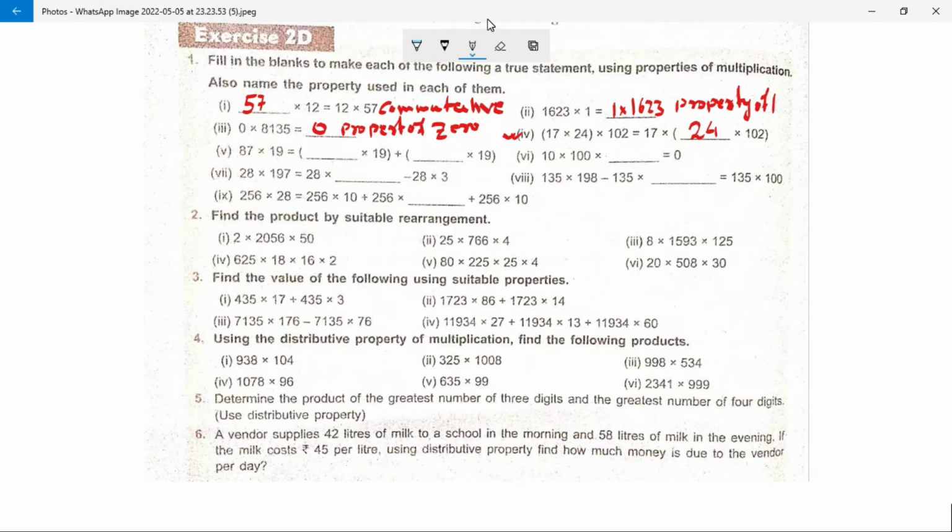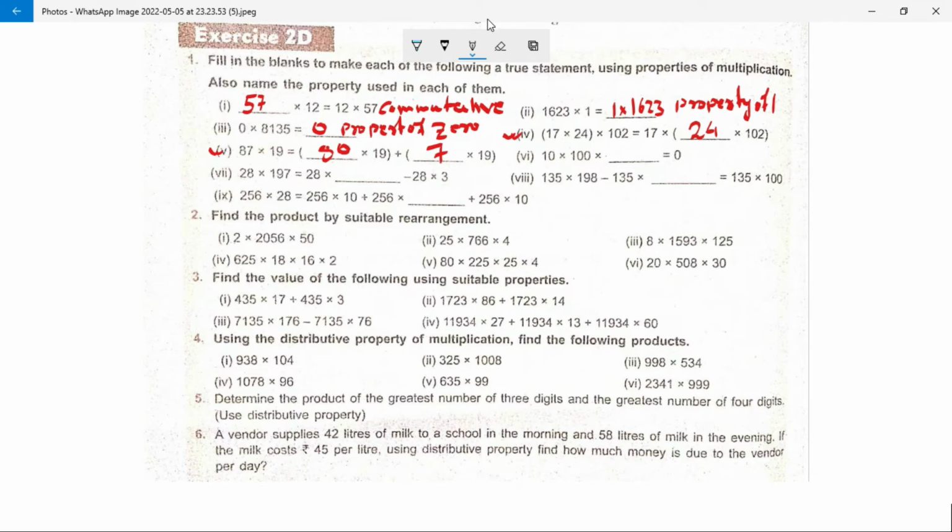Part 5, here on the left hand side it is given 87 into 19. So on the right hand side we will write 80 into 19 plus 7 into 19. We have divided 87 as 80 plus 7. Now which property is it? Number 5 is known as distributive property of multiplication over addition.